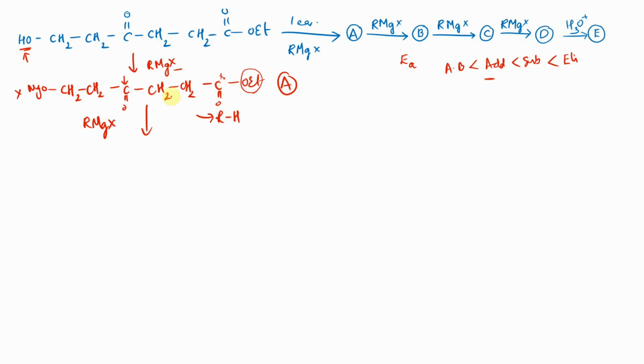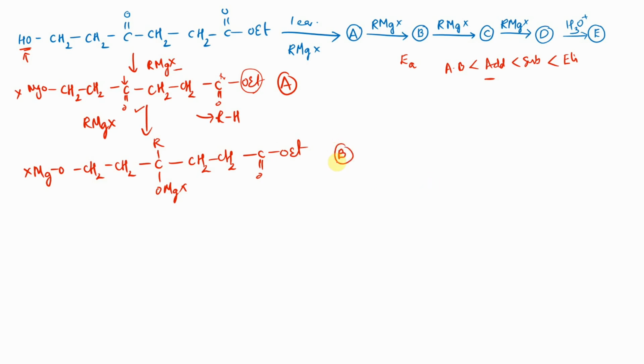So therefore first we need to add a Grignard reagent across the carbonyl carbon. So the reaction will give XMgO CH2 CH2 C OMgX, and this also contains a CH2 group, C double bond O, OEt. Now this is our product B.